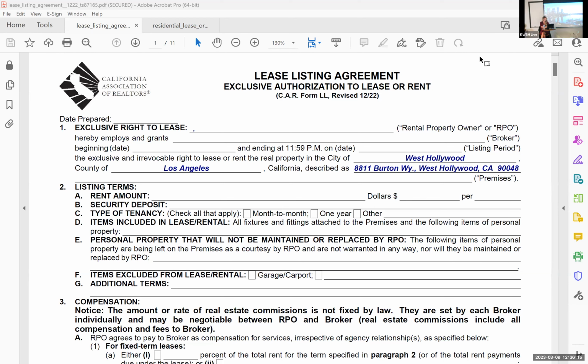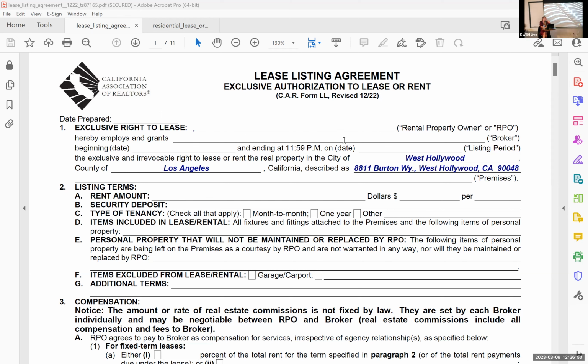All right, let's see here. So the lease listing agreement, the acronym is LL. It's very similar to a listing agreement. So you'll have the date prepared, which is the legal reference date at the top left. Rental property owner, formerly referred to as landlord. When they changed the documents this year, they started calling it rental property owner. I don't know why. It just confused me. I could barely keep the words seller and landlord separate before. So now rental property owner is the landlord.